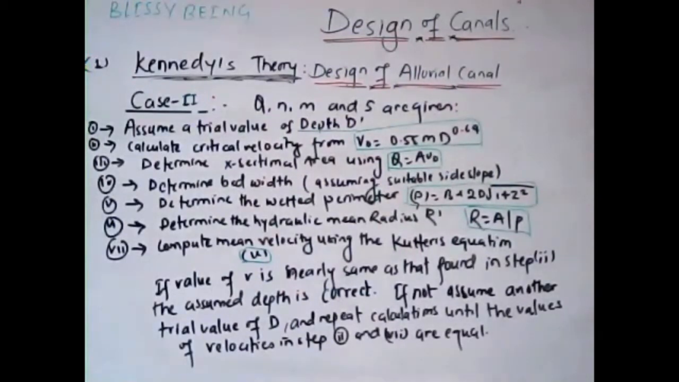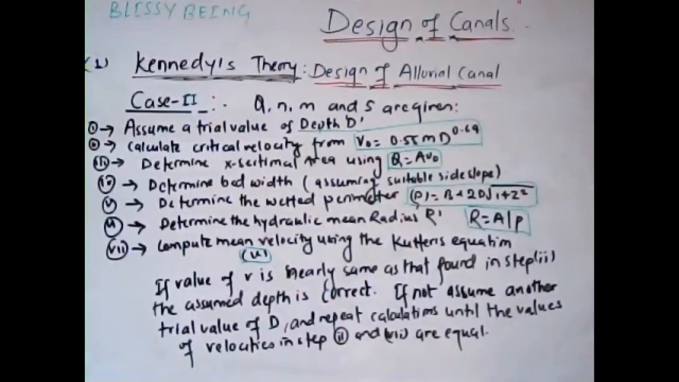You can assume a suitable side slope in the trapezoidal section. If not given, you can assume 0.5 horizontal to 1 vertical. Then you can calculate the bed width. Likewise, you can determine the wetted perimeter P through the formula P equals B plus 2D root of 1 plus Z squared in case of a trapezoidal channel. After calculating the area and perimeter, in step 6 you can determine the hydraulic mean radius R using R equals A by P.